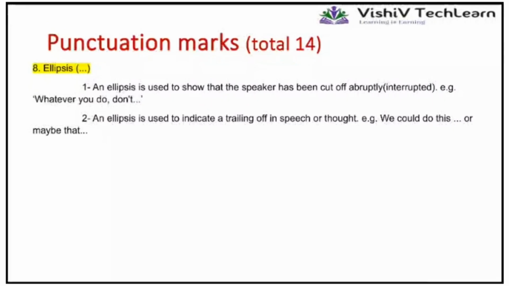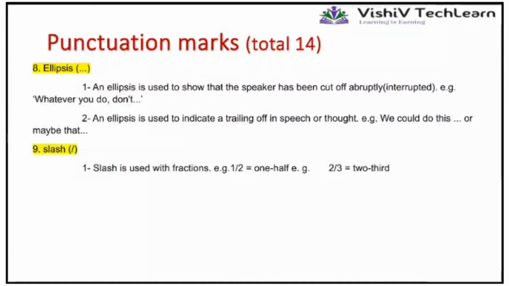The second use of ellipsis is to indicate a trailing off in speech or thought. So the example is given: we could do this... or maybe that... Our next punctuation mark is the slash. Let's see the uses of it.